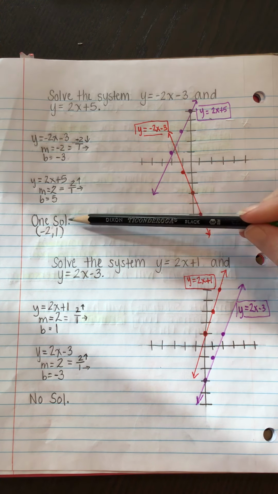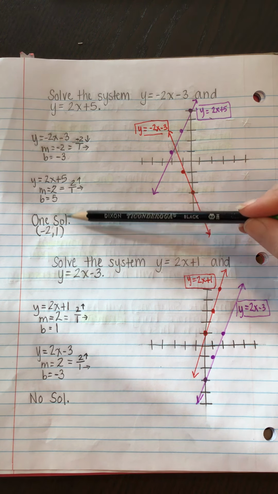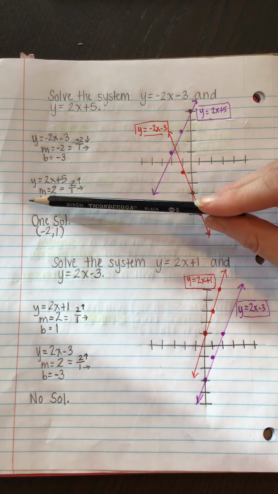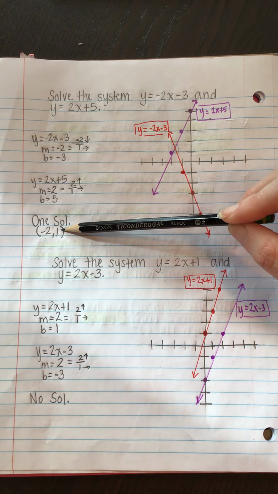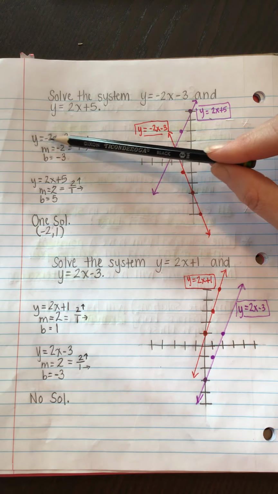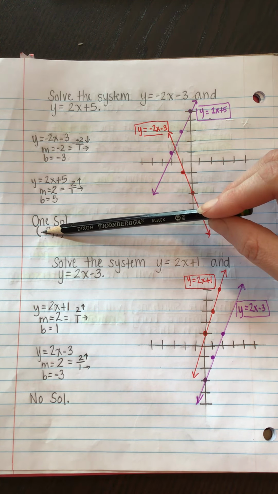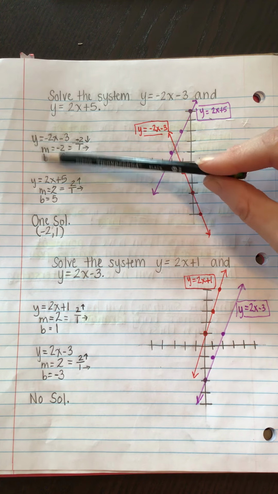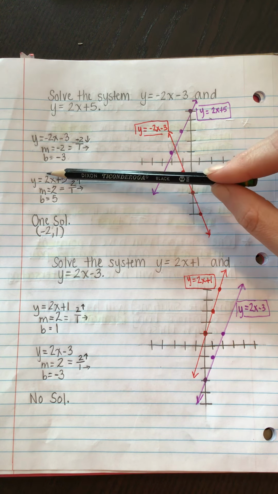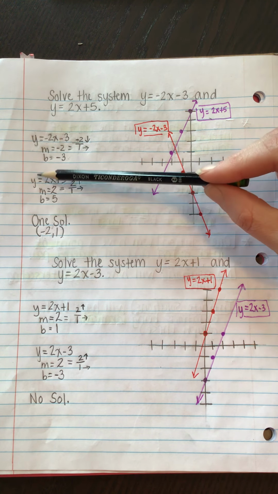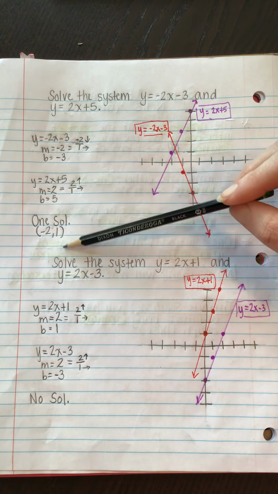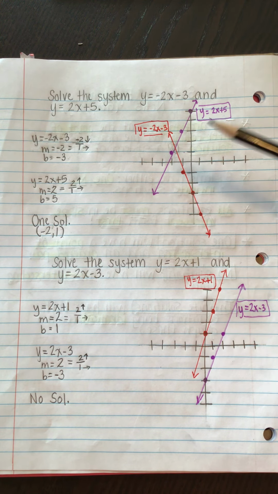If I want to check to make sure that I have my point correct, I can plug this x value into these two equations, and my y value should come out to 1. For instance, if I do negative 2 times negative 2, I get a positive 4, and a positive 4 minus 3 gives me a y value of 1. If I do 2 times negative 2, I get a negative 4, and negative 4 plus 5 gives me a y value of positive 1. So I know that this one is correct.